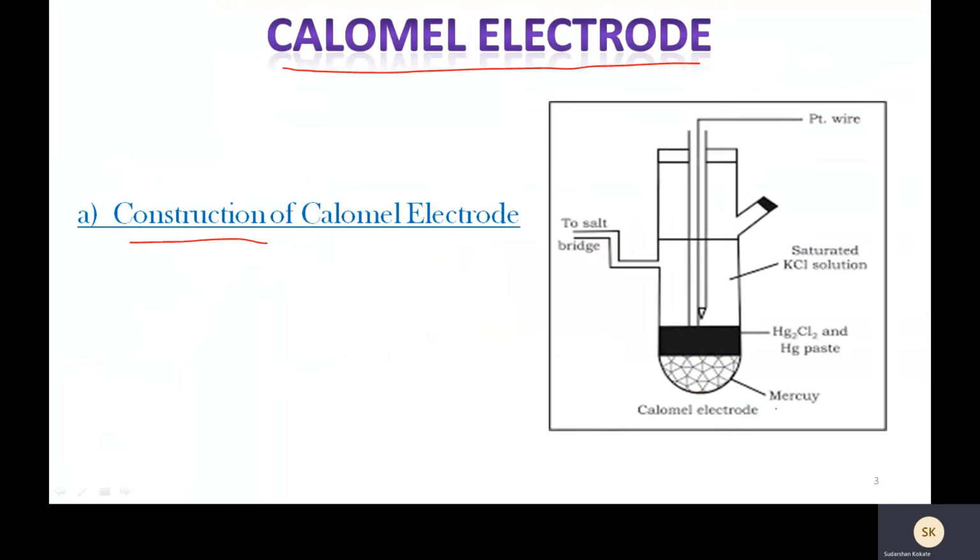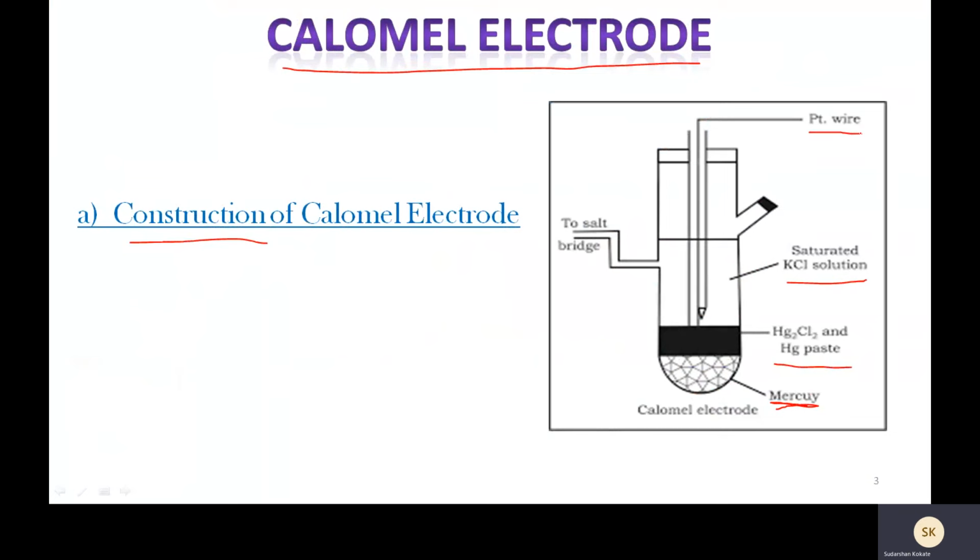At the bottom of this glass tube, mercury is placed, and above it is mercury and mercurous chloride paste. The remaining portion of the electrode is filled up with saturated potassium chloride solution. At the center of the electrode, a platinum wire is inserted. The role of the platinum wire is to make the electrical connection.